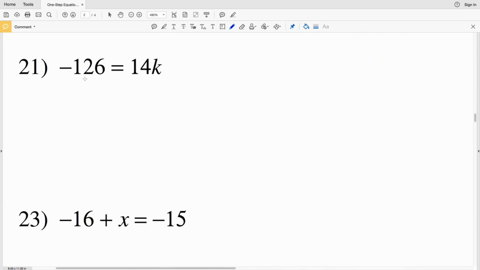Number 21, negative 126 is equal to 14k. Divide both sides by 14. Negative 126 divided by 14 is negative 9, and that's equal to k.